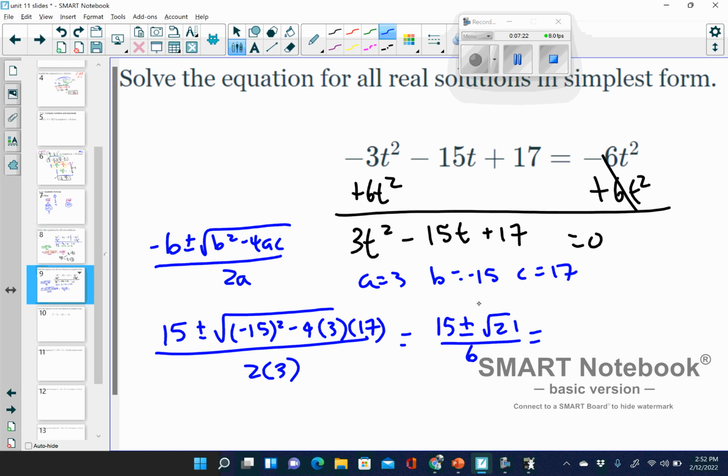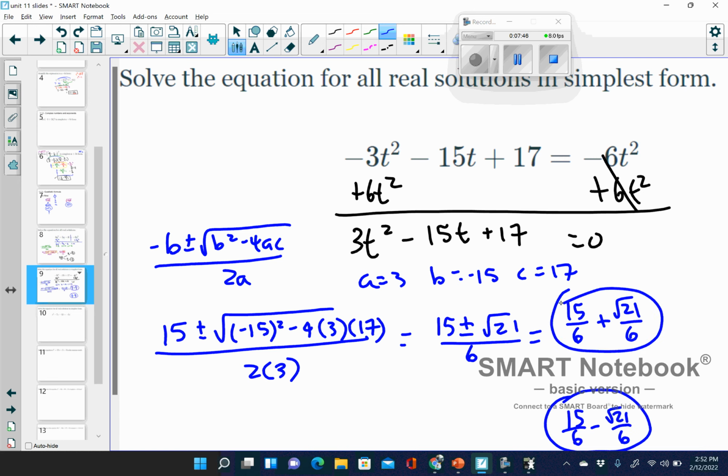And it says put it in simplest form. So this is going to be 15 over 6 plus radical 21 over 6. Radical 21 cannot be simplified. So this is going to be one answer, and the second answer is going to be 15 over 6 minus radical 21 over 6. So you have two answers. This is one, and this is the other. Okay. If you have any questions, ask.